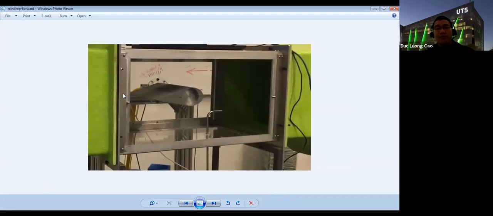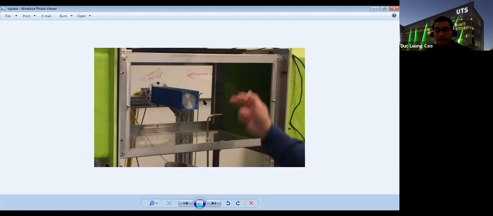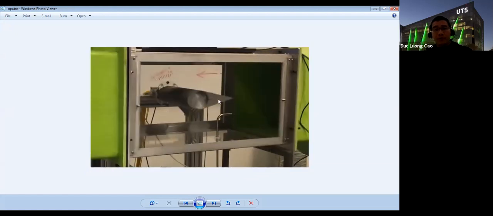And raindrop facing forward. We use the gray one to cover the cylinder. With airflow from the right to the left, we will have raindrop facing forward. This one is raindrop facing backward. We change the direction, and we will have raindrop facing backward. You see the arrow here is the airflow direction. So for part B, we have 5 objects.